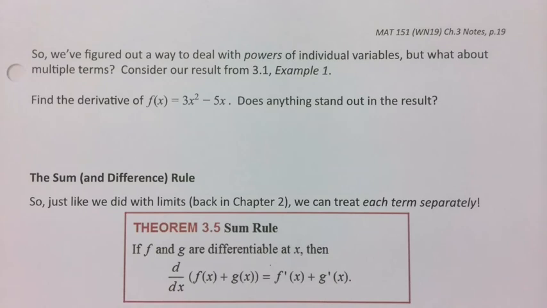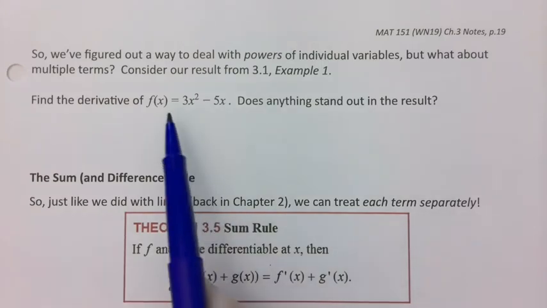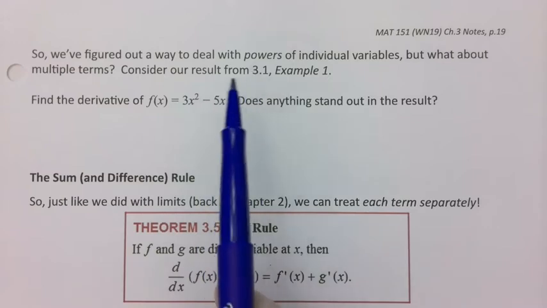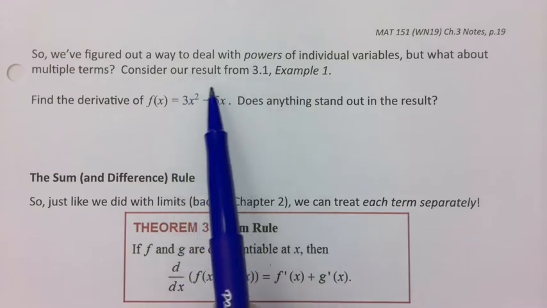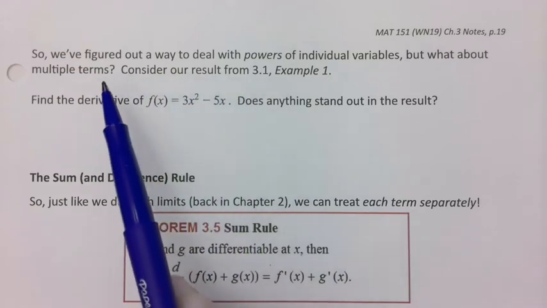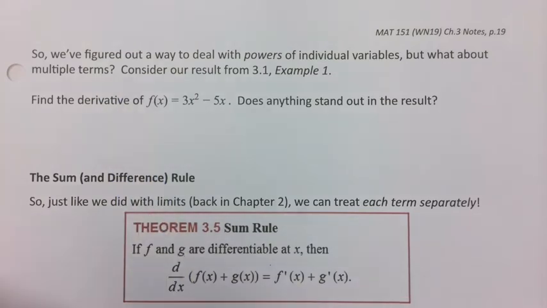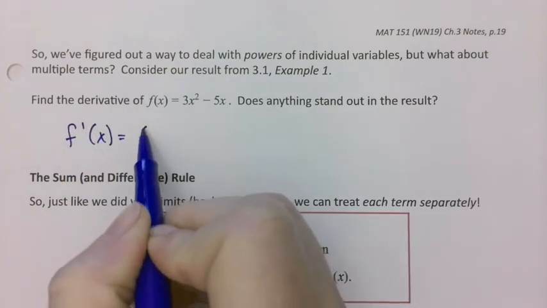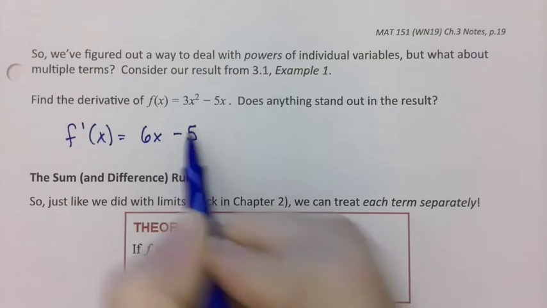So we figured out a way to deal with the constant multiple, and the power rules, and also x, so any lines and things like that. So now we want to find the derivative of f of x equals 3x squared minus 5x. So that has a sum in it, right? Multiple terms. So if it has multiple terms, what do we do? Well, we've actually learned this derivative already. The derivative of this is 6x minus 5.